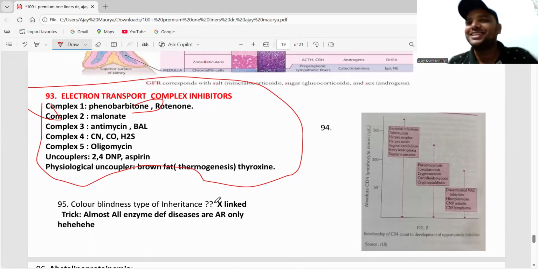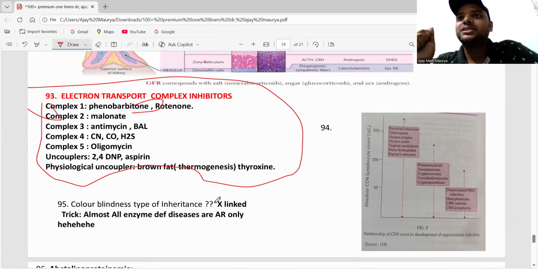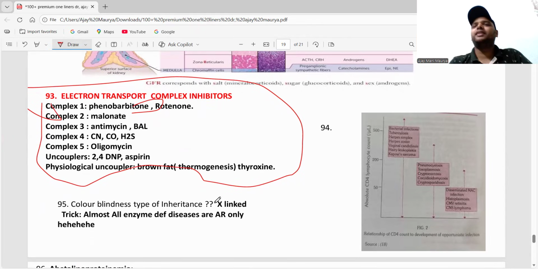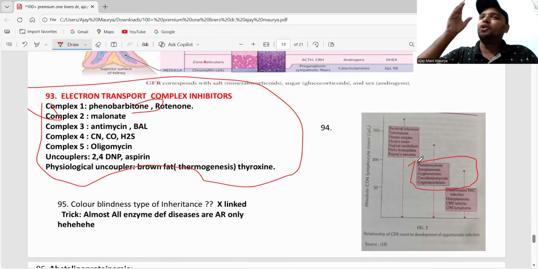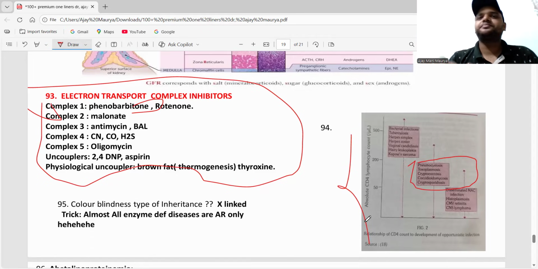Next one, anti-retroviral therapy. Oh my goodness, this is the CD4 count of 500. In what cases? Tuberculosis, herpes simplex at 500. Remember, these are very important. Less than 200: Pneumocystis pneumonia, toxoplasmosis, and cryptococcal mycosis. These are important. But you have to master all of these. You will get one MCQ for sure.